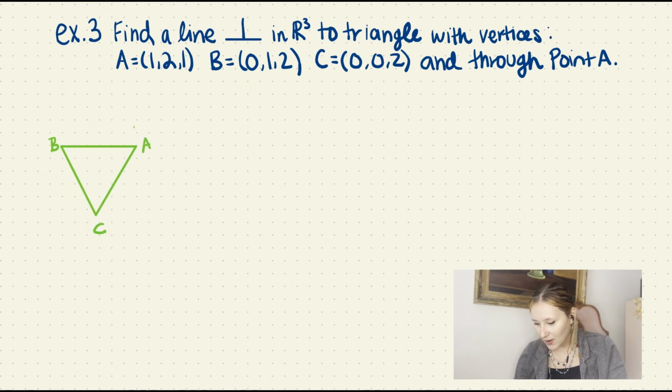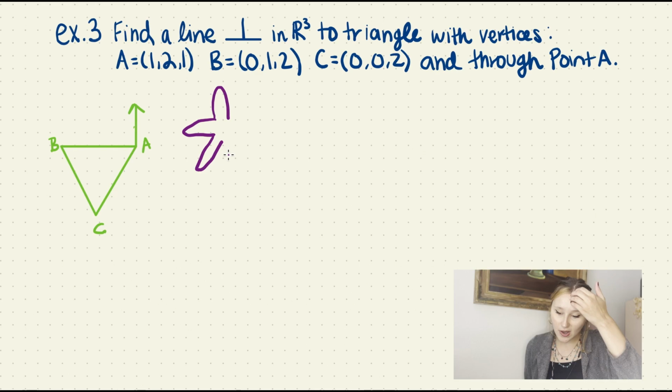Great. So let me draw a little diagram. We know that the line is going to be through point A, and it's going to be perpendicular to the triangle.